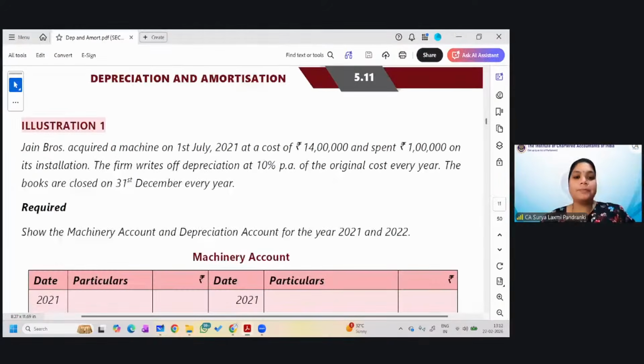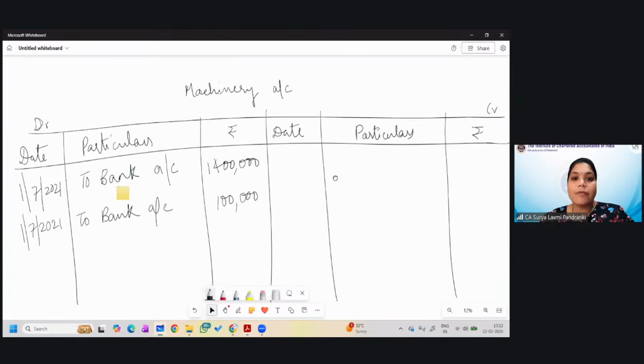This is clear. So 14 lakhs is paid to the supplier from whom you have purchased machinery and 1 lakh you have paid for installation. So I'm showing both of them separately. 14 lakhs and 1 lakh. Together, the cost of the asset is 15 lakhs. They didn't mention which method. We are going to do both the methods. Don't worry.